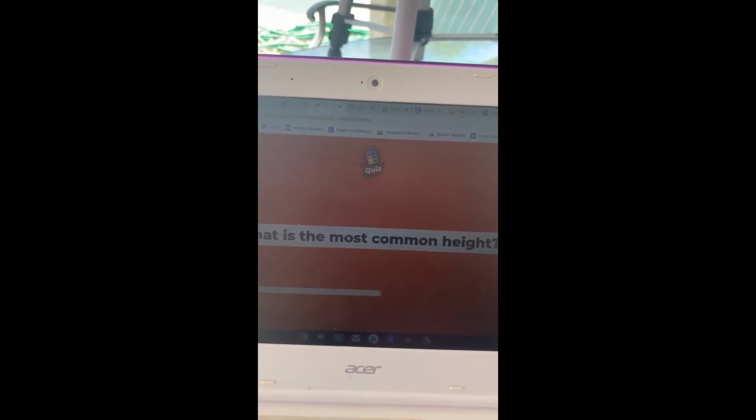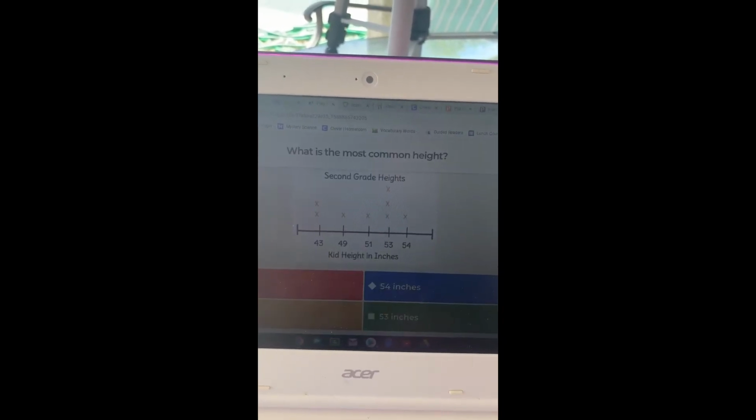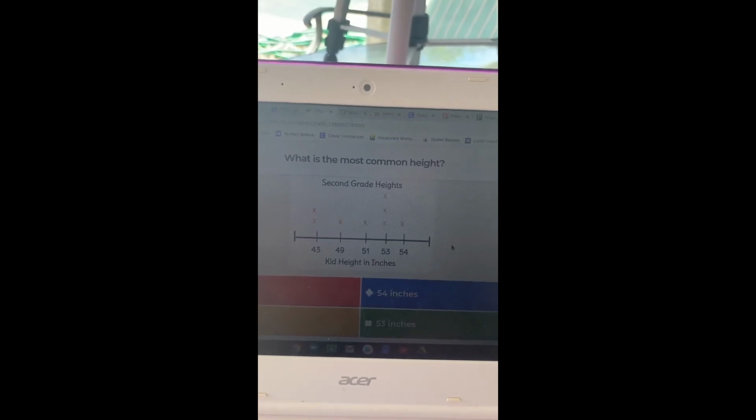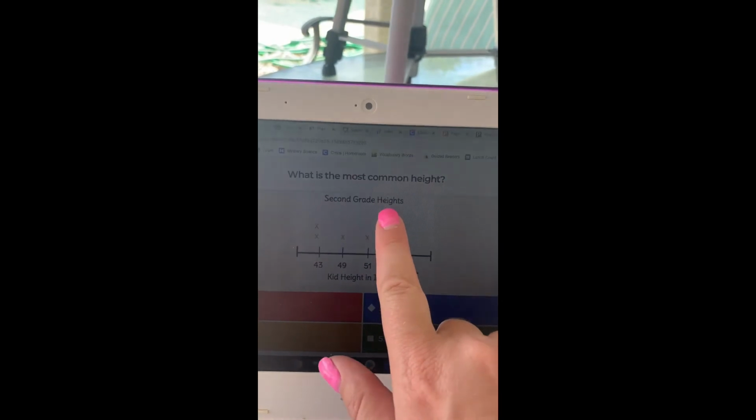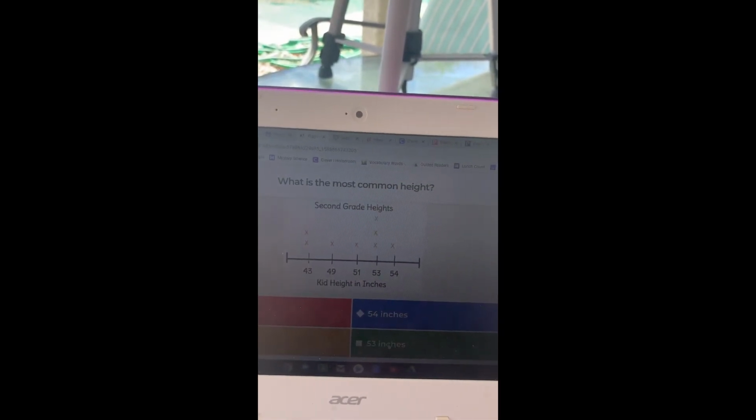What is the most common height? That means how many kids, or no, sorry, which one has the most kids? Most common means which one has the most. So the most here is 3 at 53 inches.